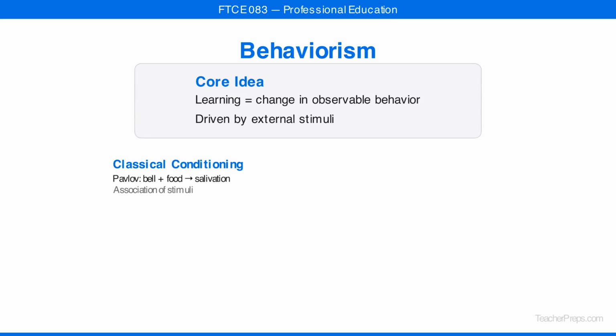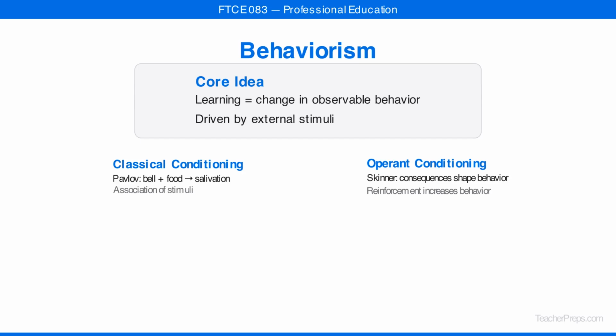The major theorists are Pavlov, Skinner, Watson, and Thorndike. Pavlov demonstrated classical conditioning with his famous dog experiment. He paired a neutral stimulus, a bell, with food. After repeated pairings, the dog salivated just hearing the bell. The dog learned to associate the bell with food. In the classroom, classical conditioning explains why students might feel anxious when they see a test paper. They've associated tests with stress.